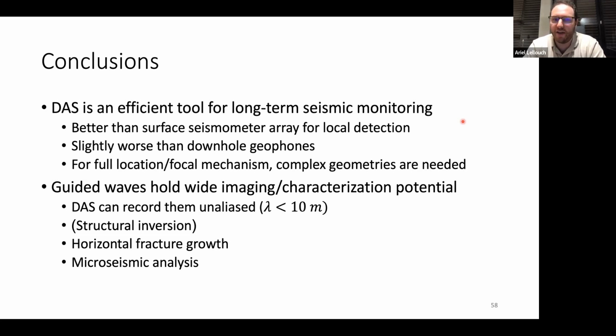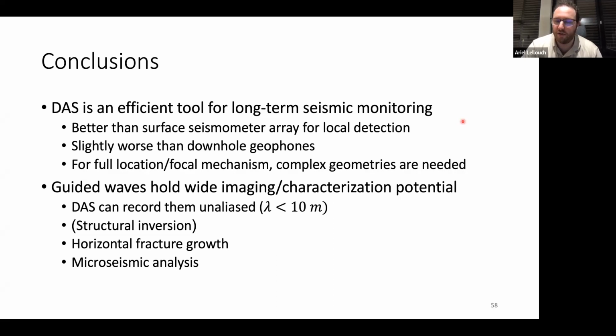Of course, if you want the full location and the full focal mechanism, you're going to need more complicated acquisition geometries, not just a single vertical array. But you can think about fibers on the surface or multiple wells or deviated wells or things like that. In terms of the unconventional or reservoir characterization potential, I think that DAS in general is great, and guided waves specifically take full advantage of DAS, or vice versa, simply because DAS can record things at very, very short wavelengths unaliased.